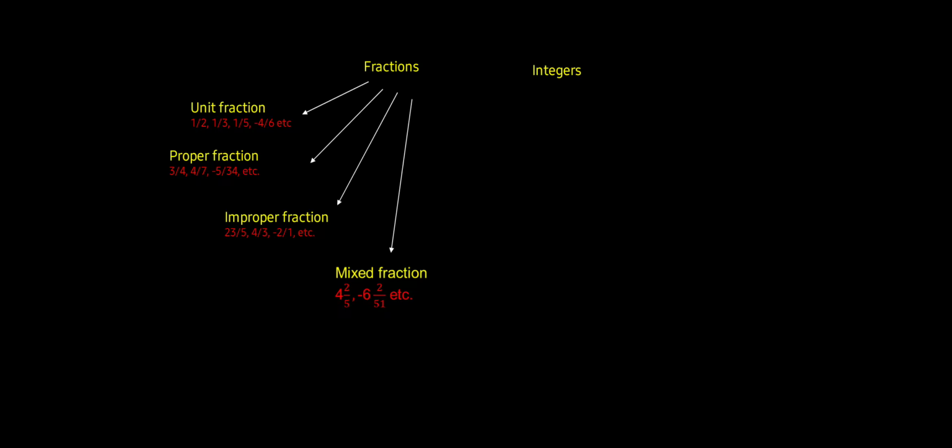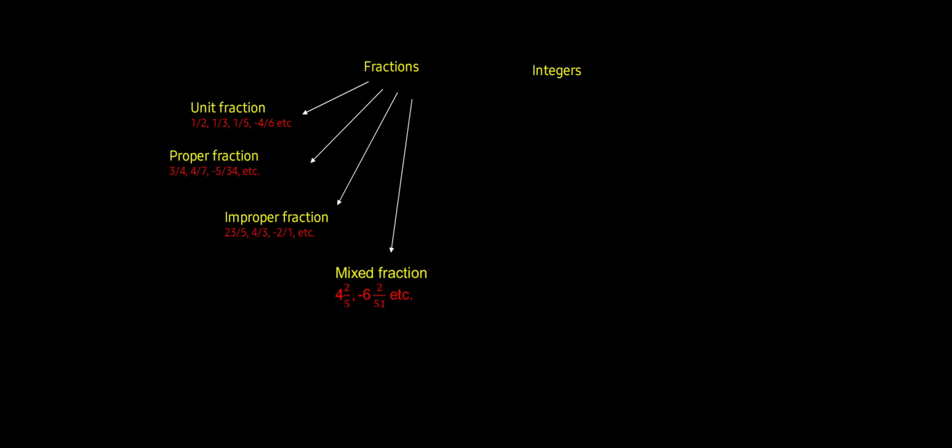The proper fraction. Proper fractions are the fractions which are less than 1, such as 3 by 4, 4 by 7, minus 5 by 34. Important thing to take care is that proper fraction is always less than 1, and to do this, the numerator should be smaller. The numerator is the number above the line. The denominator is the number below the line. In proper fractions, not improper fraction, in proper fractions, the denominator is always greater than the numerators.